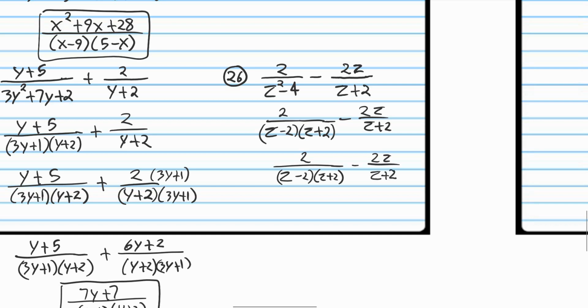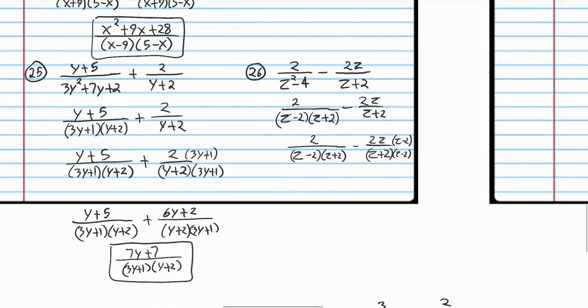And we're going to multiply both sides of the fraction on the right by z minus 2. So we'll distribute. We get 2z squared minus 4z.